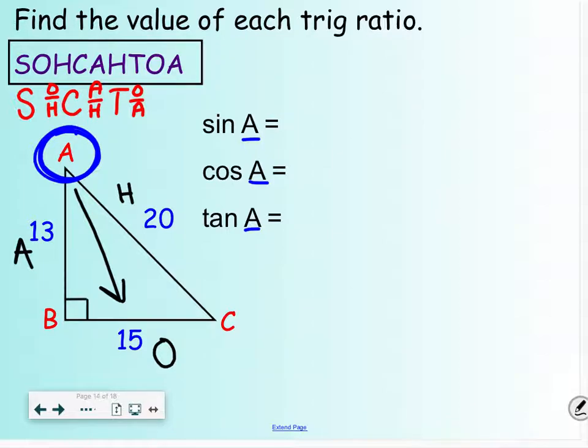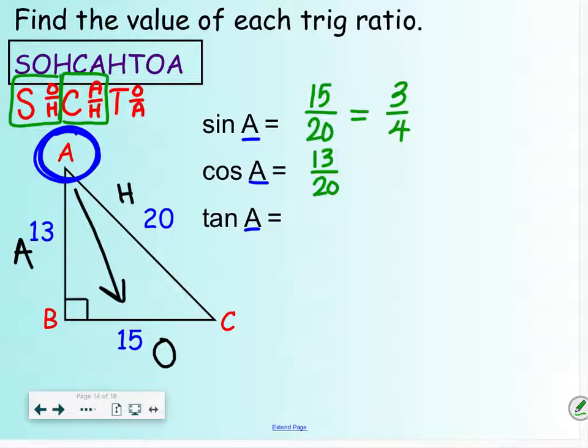So now sine, if I look at my fraction here, sine is opposite over hypotenuse. So opposite is 15 over hypotenuse is 20. And I can reduce that, dividing them both by 5 gives me 3/4. The next ratio, cosine, is adjacent over hypotenuse. Adjacent is 13, hypotenuse 20. So 13 over 20. And then tangent is opposite over adjacent, so 15 over 13. So those are the 3 trig ratios in fraction form, lowest terms.